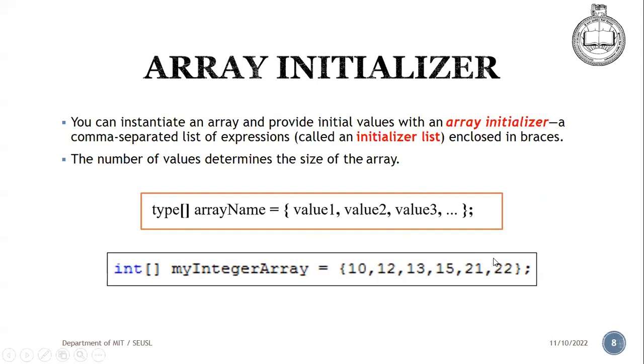Okay, so based on this particular code snippet, someone tell me what will be the size of this particular array? Six. Yes, very good. The size of the array will be 6 because here we have passed 6 values: 1, 2, 3, 4, 5, 6.